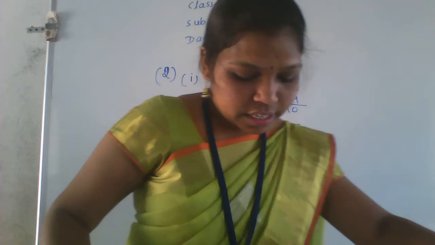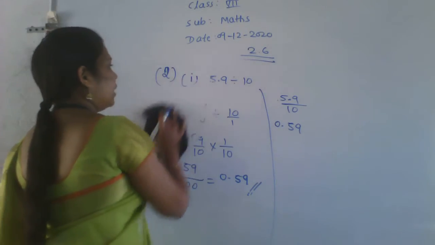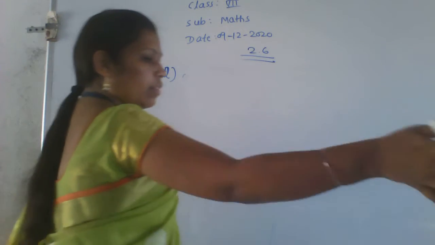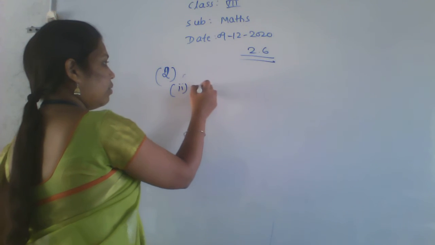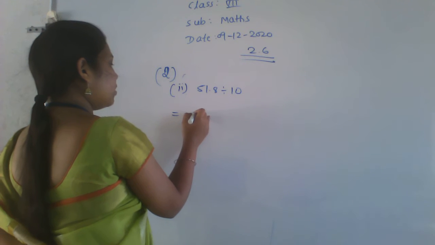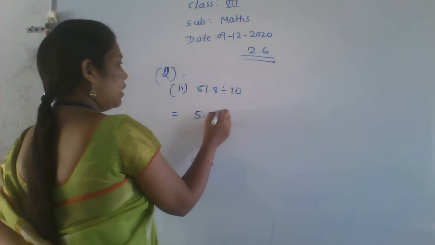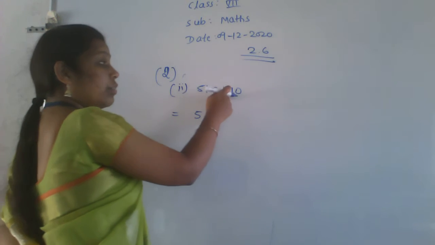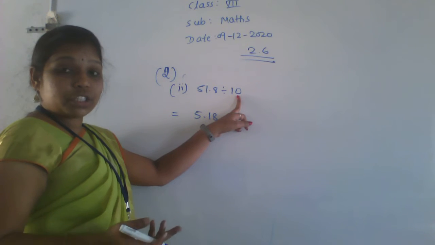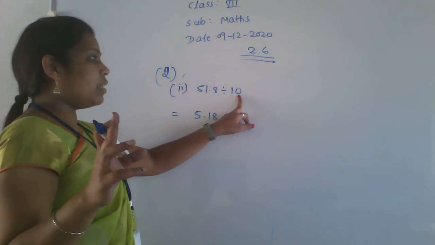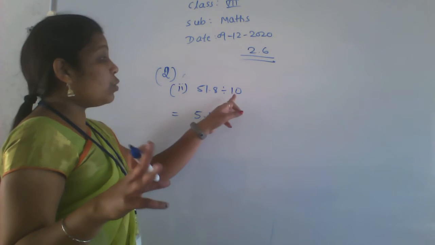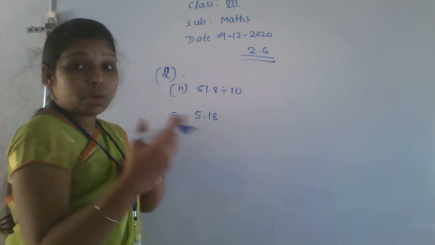Next one is 51.8. Second one, 51.8 divided by 10. Divide by 10 means its answer is 5.18. The decimal point comes to the left side because we are dividing. However many zeros are in that number, that many places you shift to the left. Here only 1 zero is there, so the decimal point is shifted by only one number. If 2 zeros are there, it will shift by 2 numbers, like that.